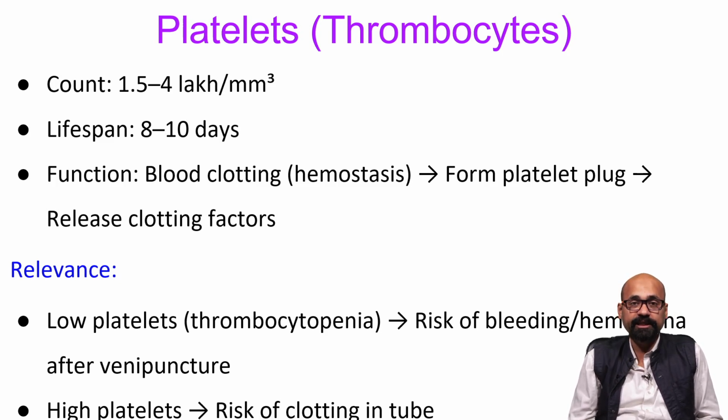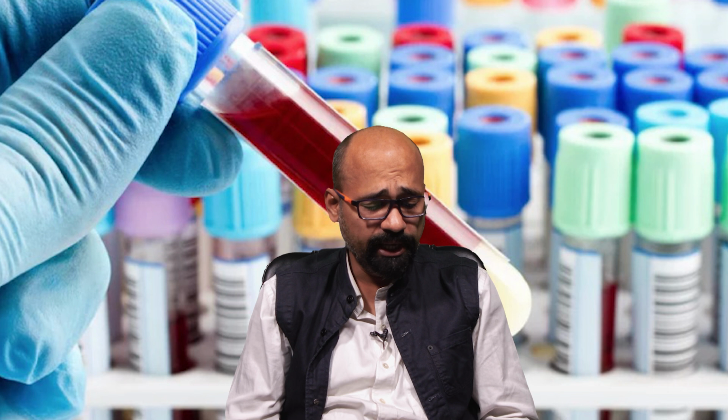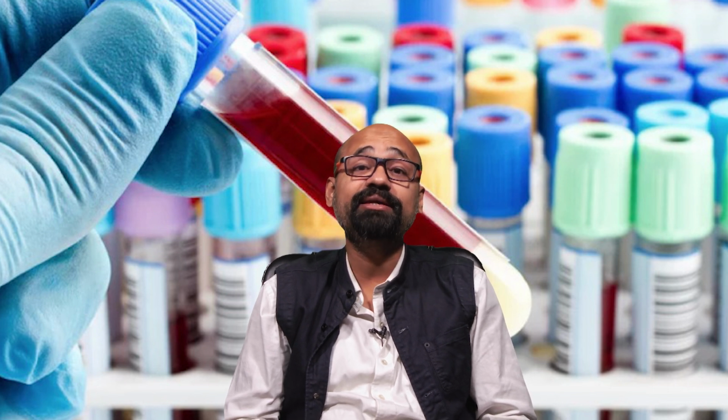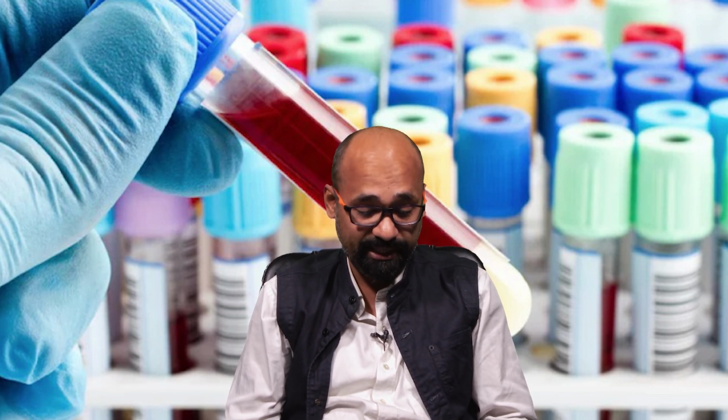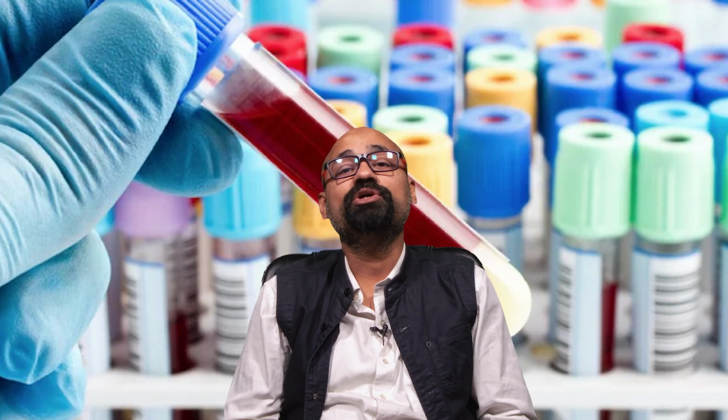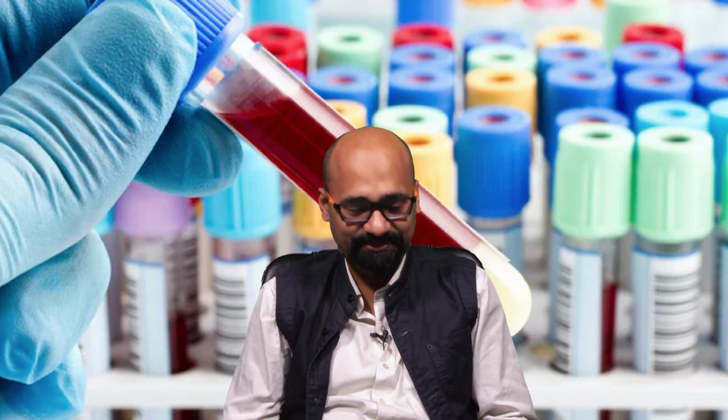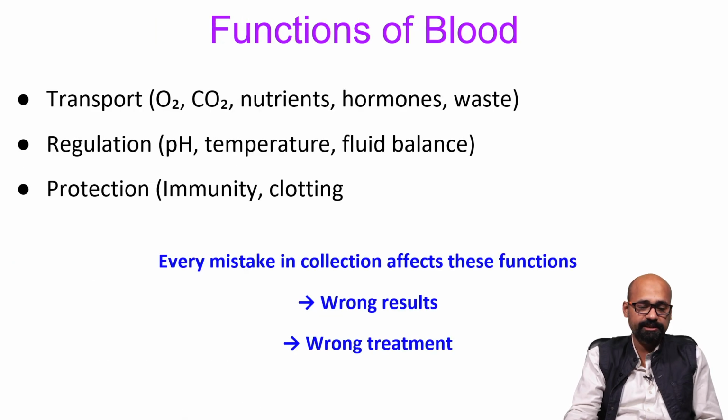Relevance is, like in cases of low platelet conditions which we call thrombocytopenia, the risk of bleeding or hematoma is very high after venipuncture, and in cases where there is very high concentration of platelets, there is high risk of clotting inside the tube as well. So, these are different types of cells.